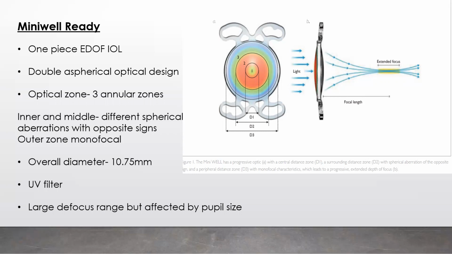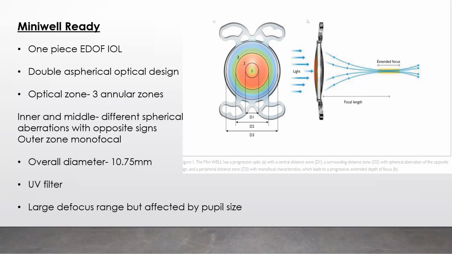Because it is pupillary size dependent, the central zone does work for near vision, but the main zone that works is the intermediate one, and then the rest is peripheral. How much is the add in the center and how much is in the intermediate?